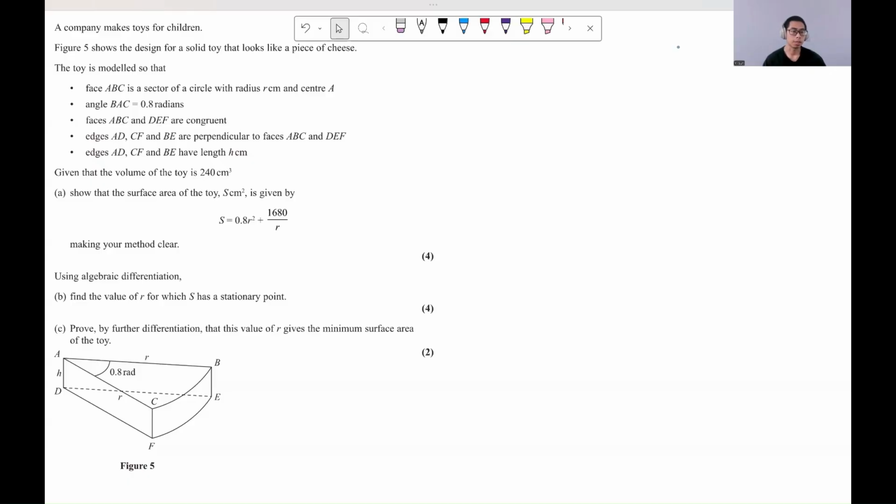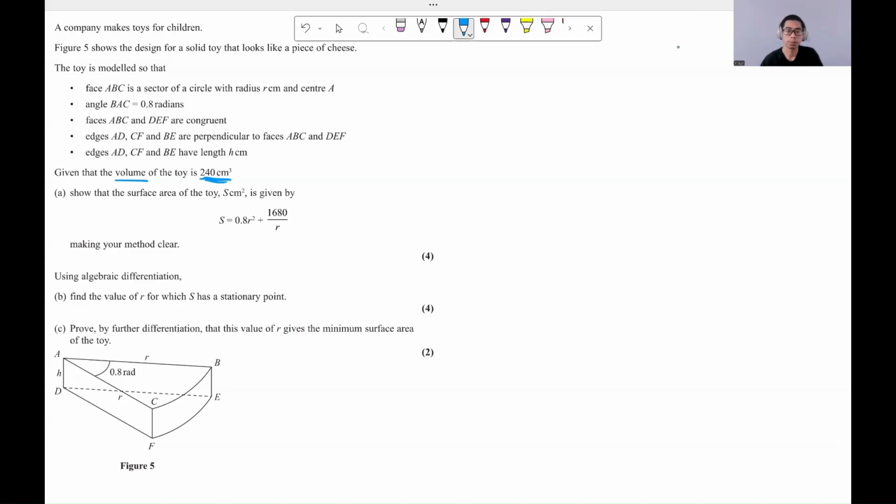And then edges AD, CF, and BE are perpendicular to the faces ABC and DEF. Okay, so AD, CF, and BE are perpendicular. Edges AD, CF, and BE have lengths h centimeters. Given that the volume of the toy is 240 cm³, they want us to show that the surface area of the toy, S cm², is given by this.